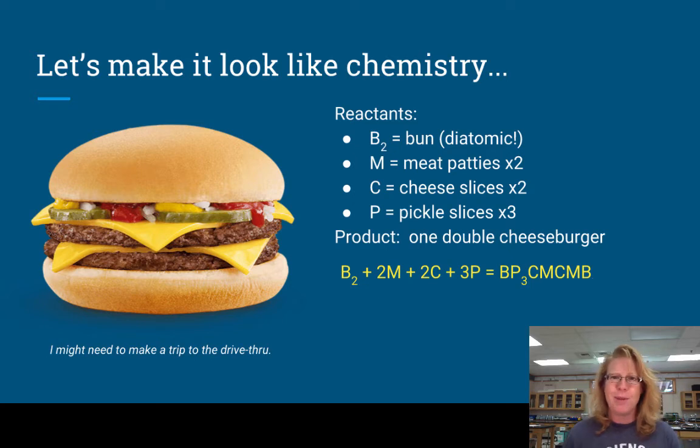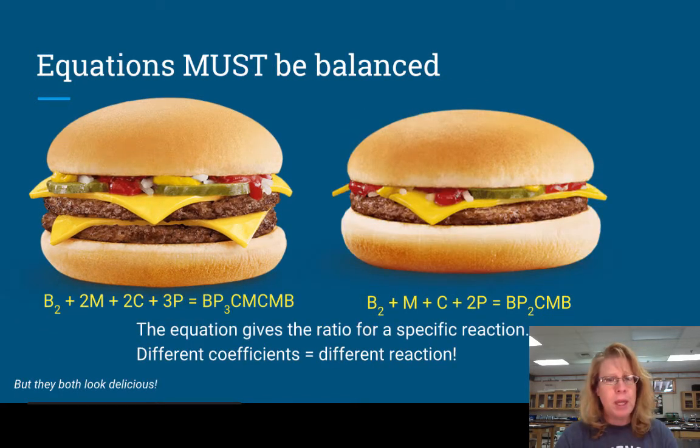Kind of looks like organic chemistry to me. But that's the basic reaction that we're going to use for the remainder today. So a diatomic bun plus 2M plus 2C plus 3P yields one thing here that we're just going to call cheeseburger, double cheeseburger. Okay, so keep in mind that as we're doing our chemical equations and our reactions, it's really important that we balance our equations.